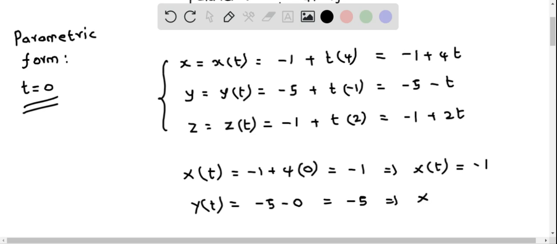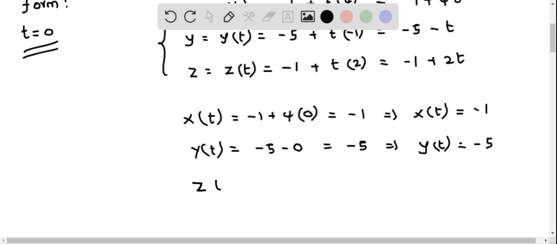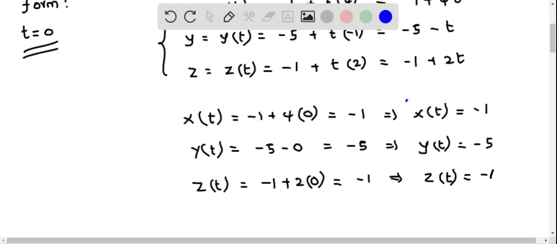I'm sorry, this is y of t, and this equals -5. Now let's find z of t. So z of t equals -1 plus 2t. So we replace t by 0, and so we get -1 plus 0, which is -1. So we get z of t equals -1. So these are the parametric equations of the line corresponding to t equals 0.